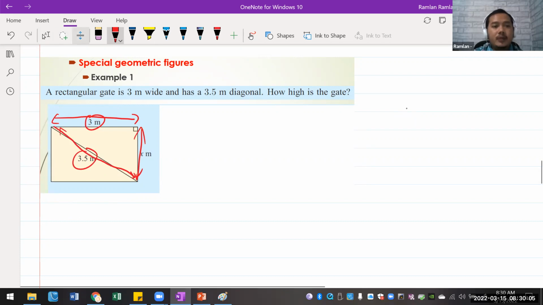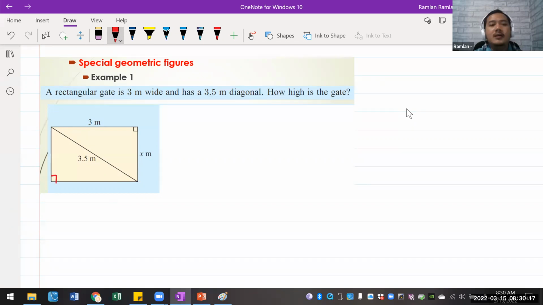You can see actually this is not a right angle triangle, but when we draw that diagonal, we will see a right angle triangle. Actually, 2 of them. So this one and this one. So how can we find the value of the height?